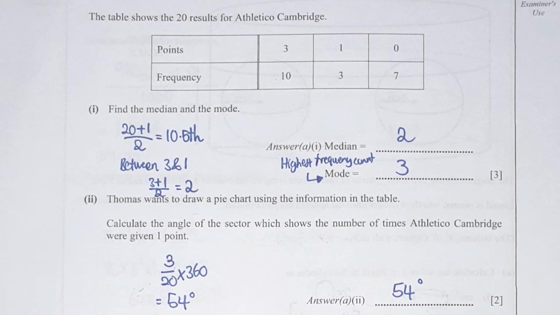Okay, so for the next part, the keyword here is pie chart, which is a circle with 360 degrees. Hence, 3 divided by 20 times 360, you will get your result as 54 degrees.